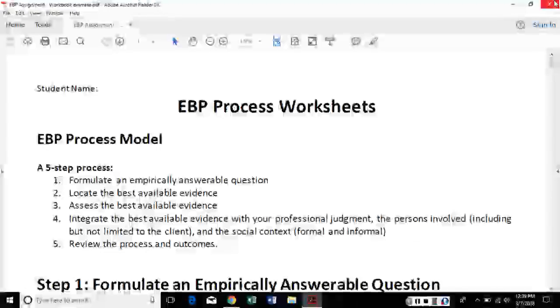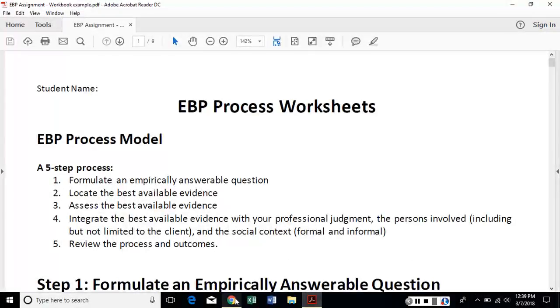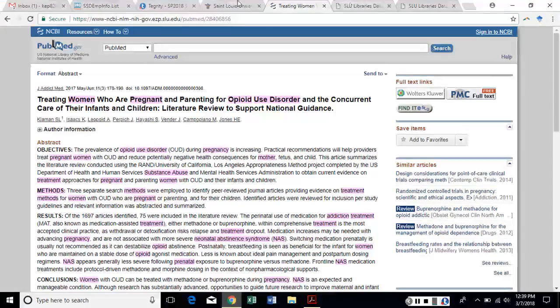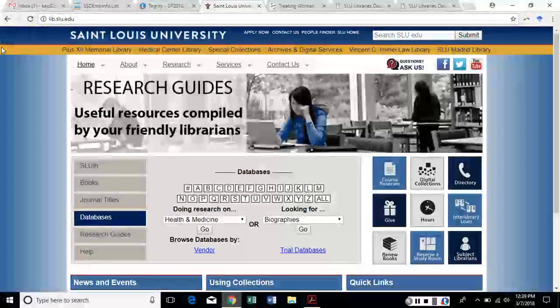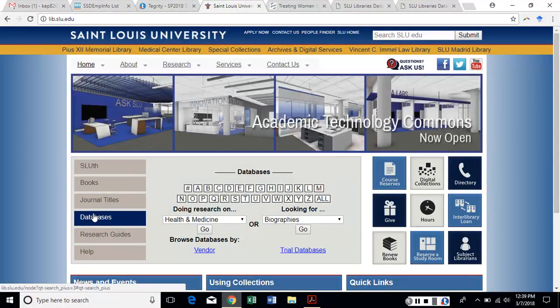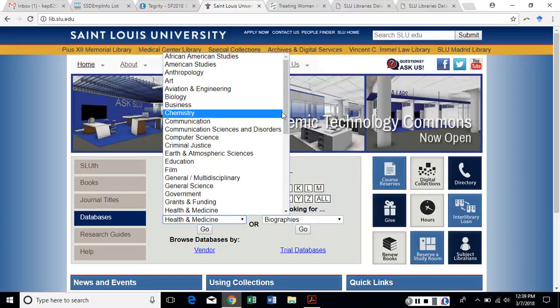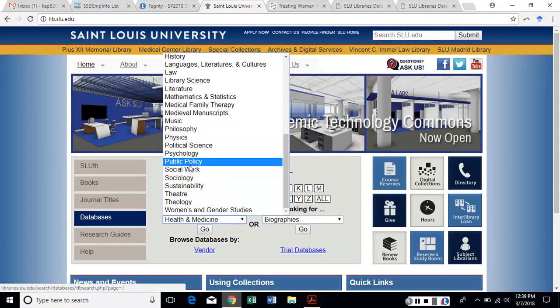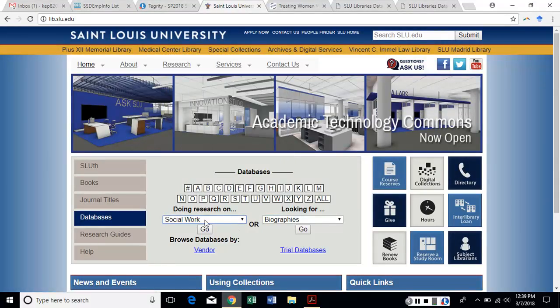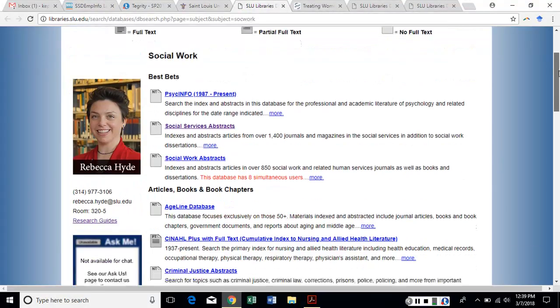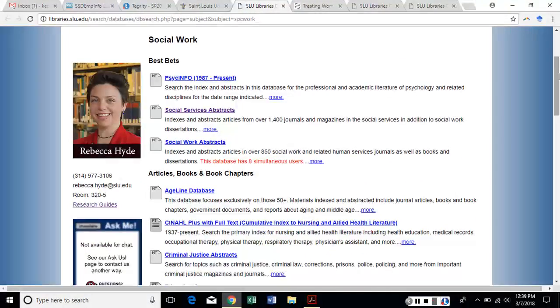Again, if you have any questions, please let me know. And the website that you're going to want to go to to search for information is lib.slu.edu. Click on databases and then find what type of research you're doing. Social work is probably going to be applicable to everyone. So click social work, click go, and you can find some really good databases.